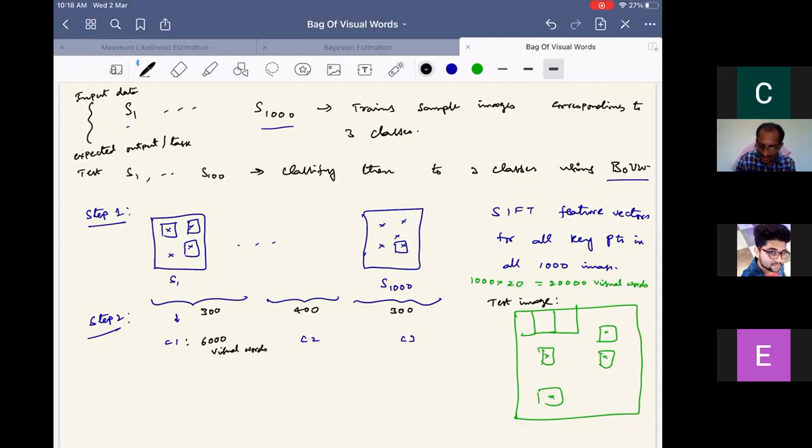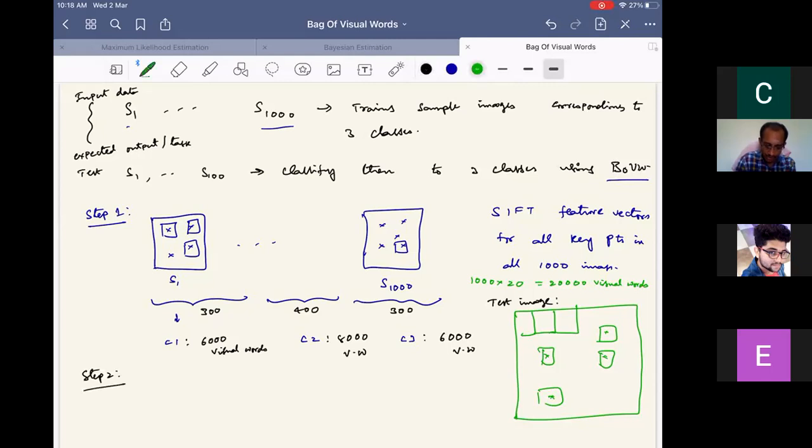Okay, for class 1, here how many? 8,000 visual words. Okay, for class 2. And then class 3, we have again 6,000 visual words. Here is where we are after the first step. Now, what do you think is the second step?